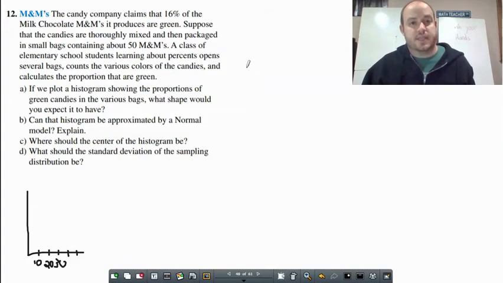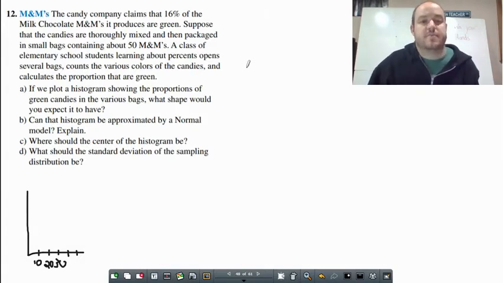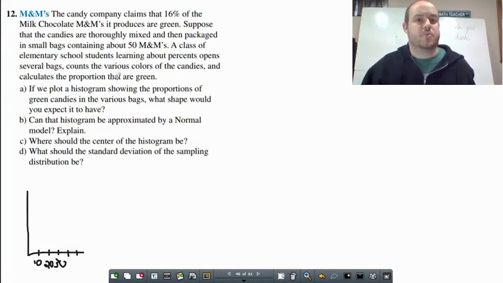Okay, this one says that the candy company claims that 16% of milk chocolate M&Ms it produces are green. Suppose that the candies are thoroughly mixed and then packaged in small bags containing about 50 M&Ms. A class of elementary school students learning about percents opened several bags, counts the various colors of candies, and calculates the proportions that are green. If we plot a histogram showing the proportions of green candies in the various bags, what shape would you expect it to have?